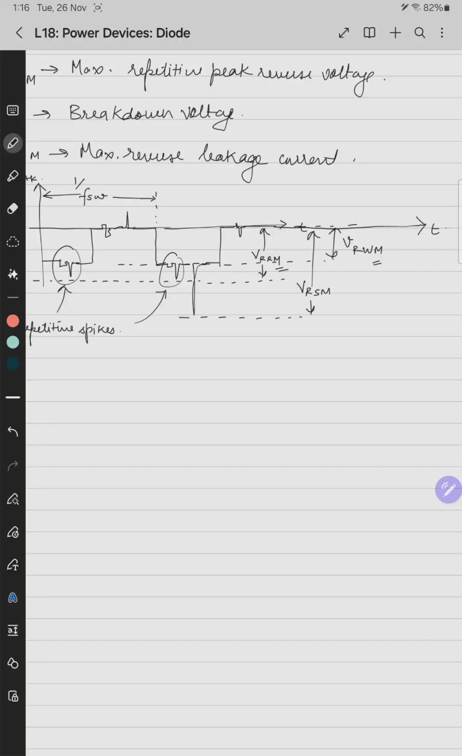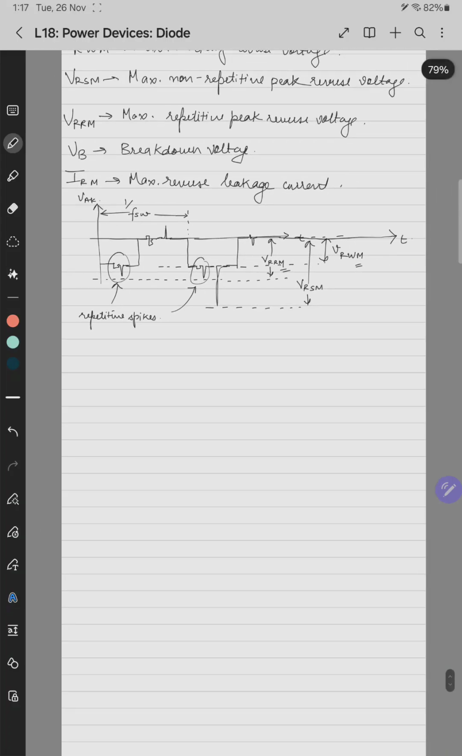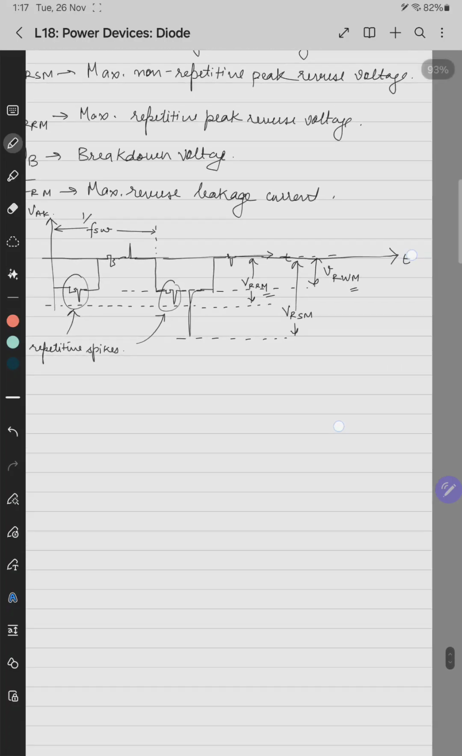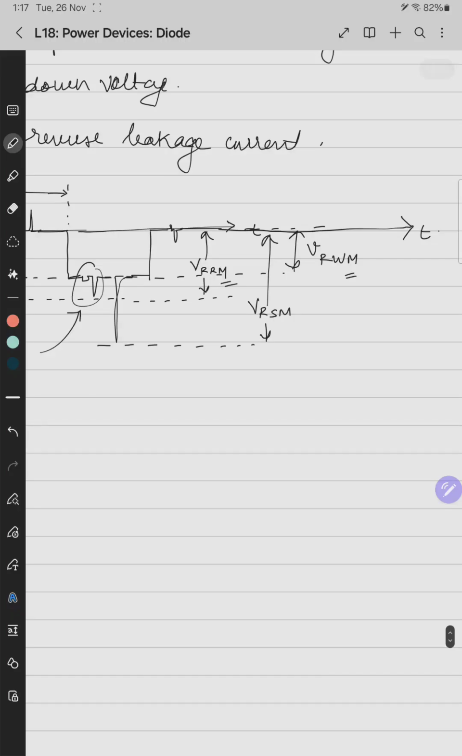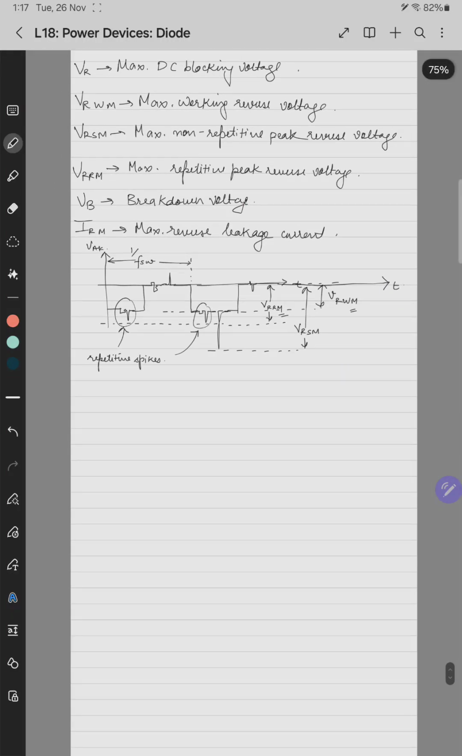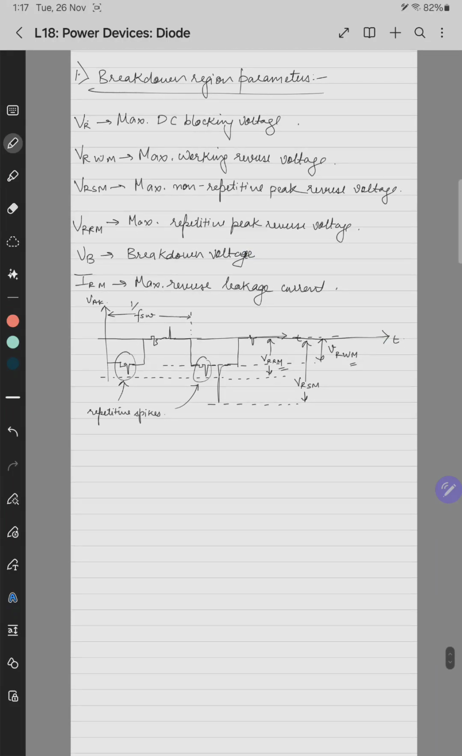And based on the repetitive and non-repetitive glitches, we have these spikes. So these are given in the data sheets. If we draw this, VB is the maximum possible breakdown voltage. So out of these 1, 2, 3, 4, 5 voltages, which voltage among these 5 should be the maximum? I think it should be the breakdown voltage, because beyond this it will be avalanche. So I think VB should be the highest.